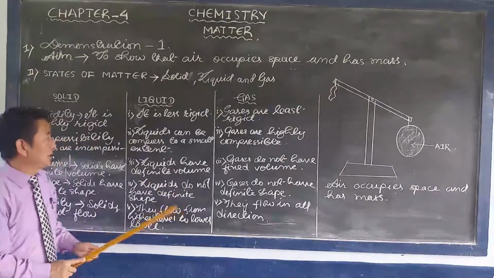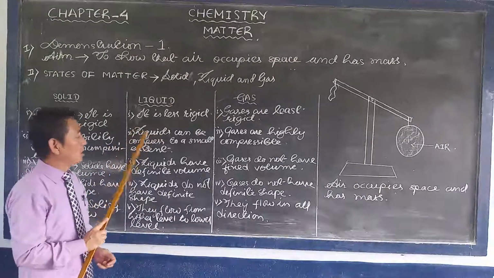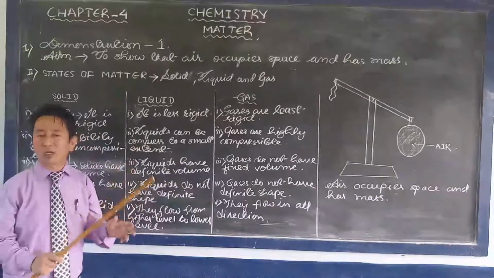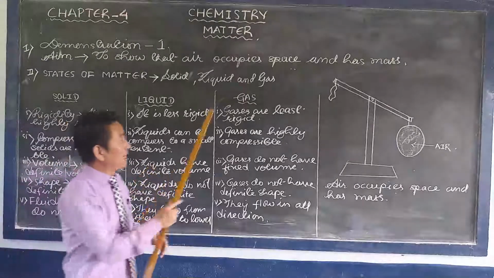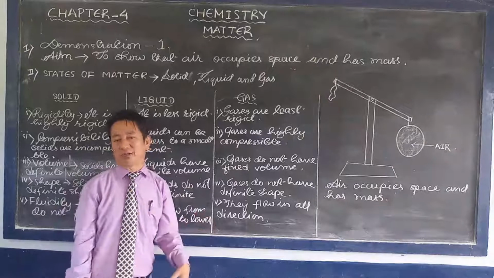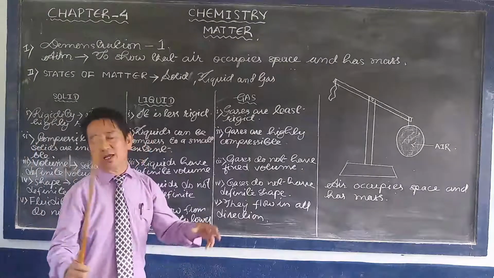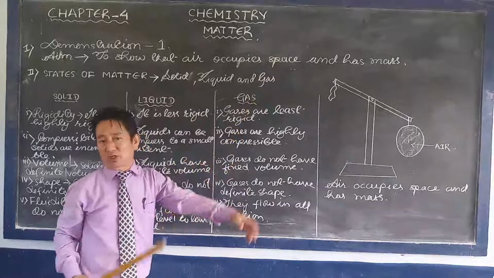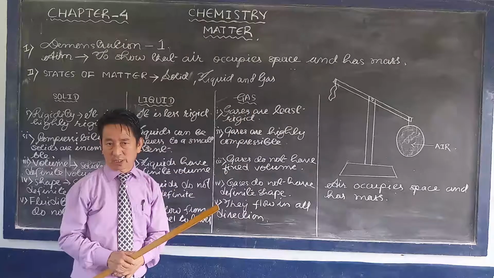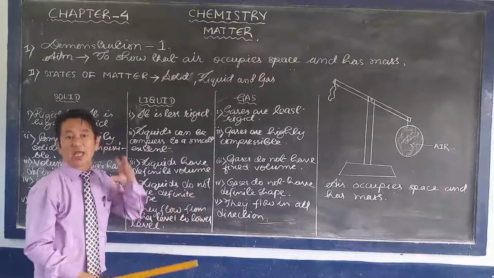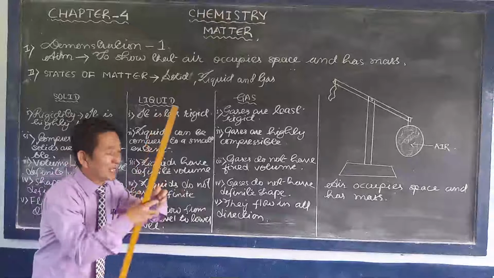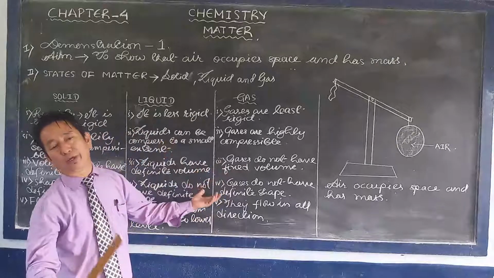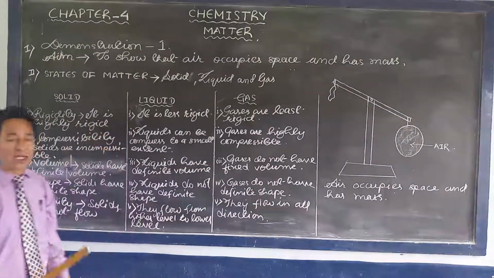Liquids can be compressed to a small extent, because in the liquid state, molecules or particles are less compact. Whereas gases are highly compressible, because molecules are loosely packed. They are far apart from each other. There are maximum intermolecular spaces. Intermolecular spaces means gaps or spaces between the molecules. These particles or molecules cannot attract each other, and they are free to move in all directions. That is why gases are highly compressible.